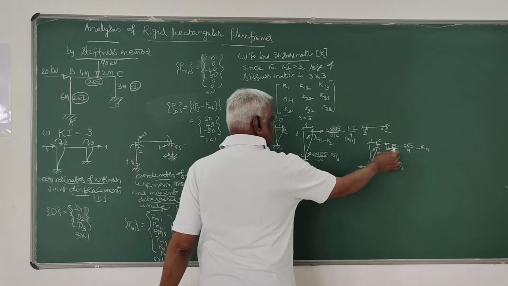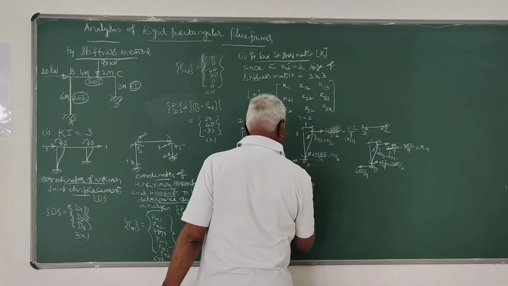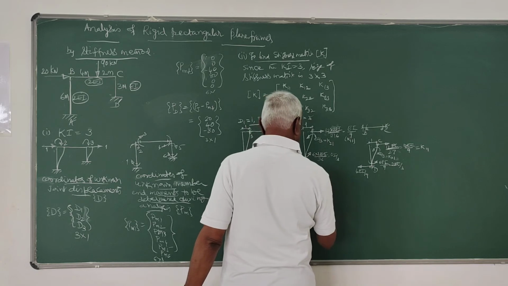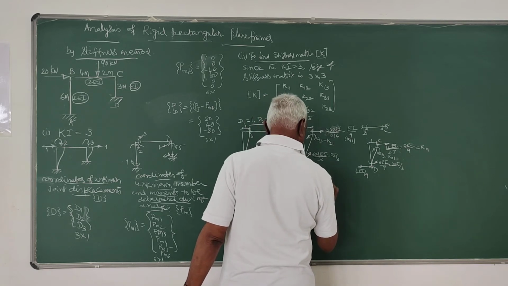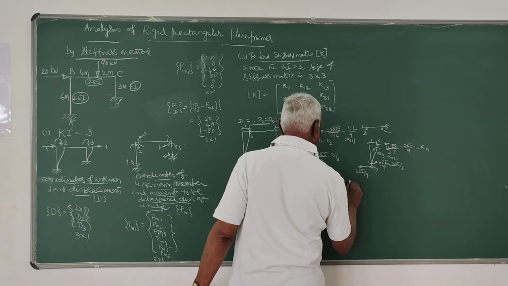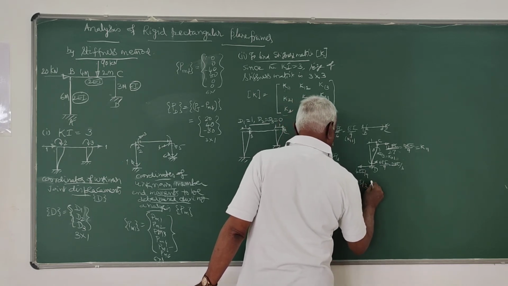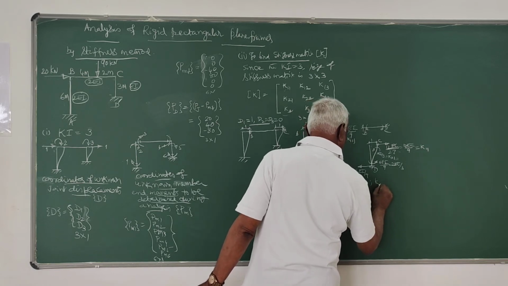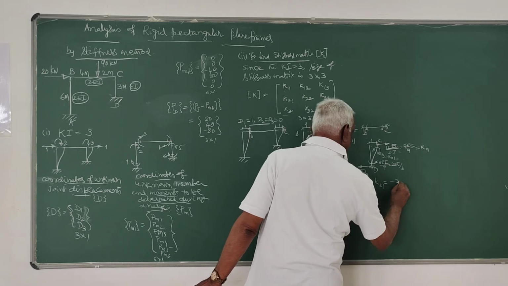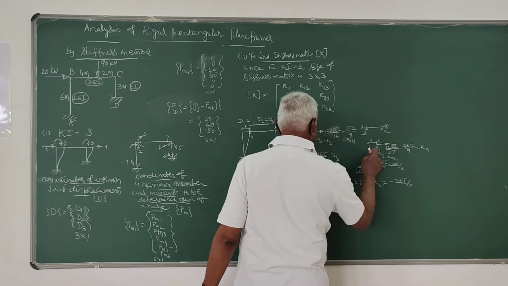Corresponds to 3. So this is K31. So therefore, K11 is nothing but EI by 9. Then K21 is nothing but EI by 3. And K31 is nothing but minus 2EI by 3, because this is anti-clockwise.